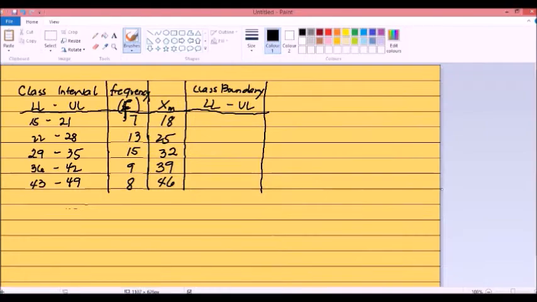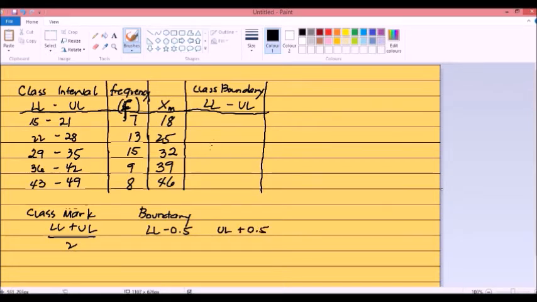Let me maximize this. Let me first put the class mark here. Class mark is LL plus UL divided by 2. Here, let's write how to get the boundary. Boundary is lower limit minus 0.5 and upper limit plus 0.5.